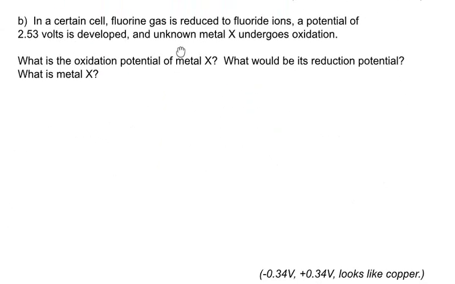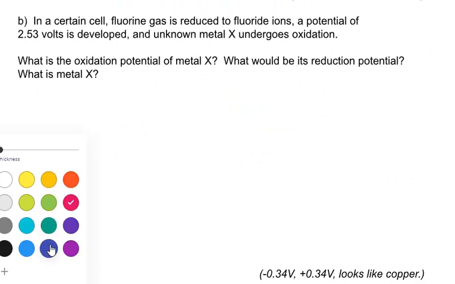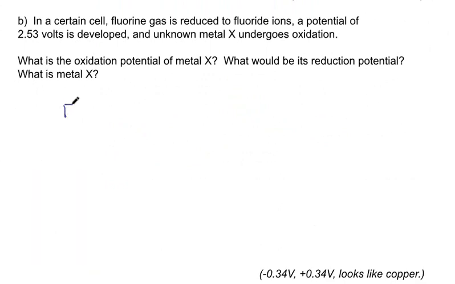What else do they have for us here? In a certain cell, fluorine gas is reduced to fluoride ions. Pause. Write the reaction. Fluorine, F2, is reduced to fluoride ions. There's 2 F's here, so there'd have to be 2 here as well, and that charge had to come from somewhere. There must be 2 electrons on the left. So good.